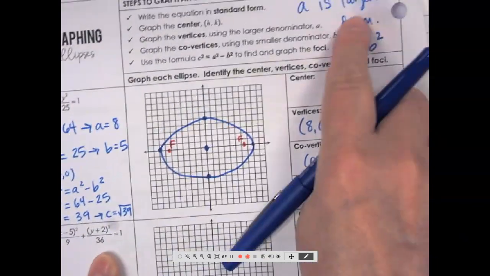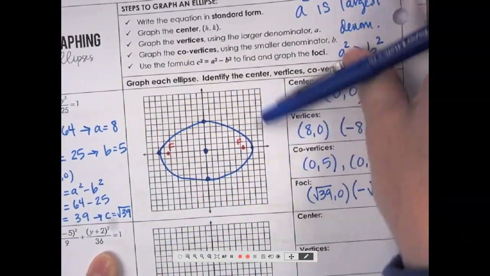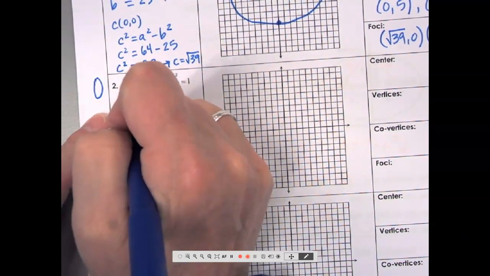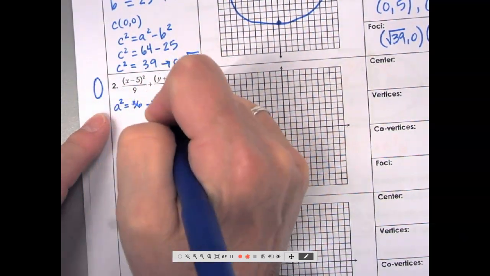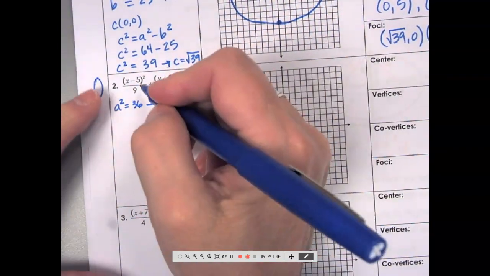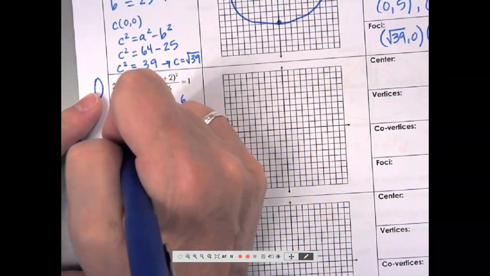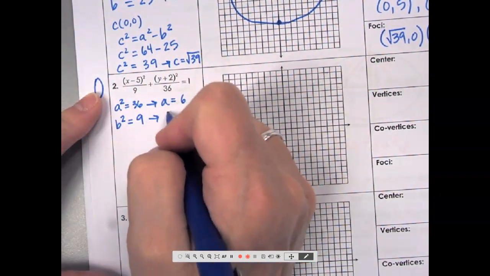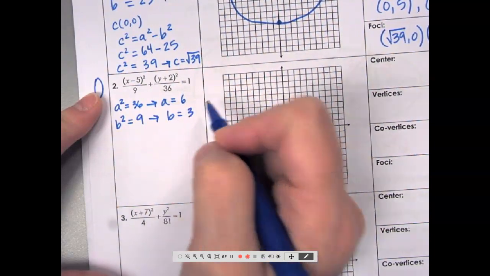So a squared is your largest denominator, so a squared is 36. That means that a is 6. The other denominator is b squared. B squared is 9, therefore b is 3.